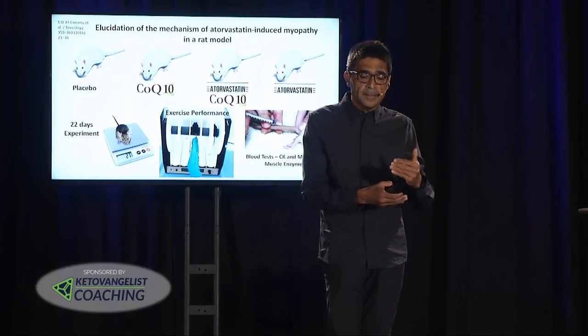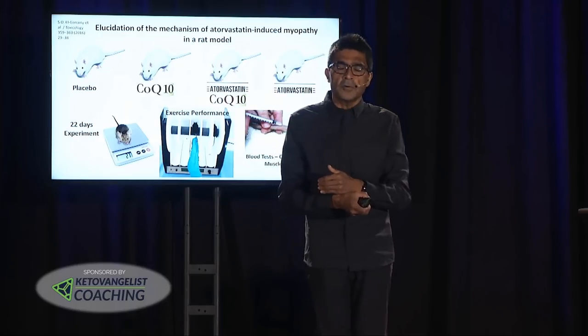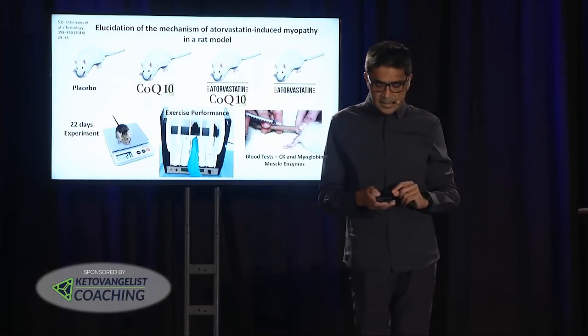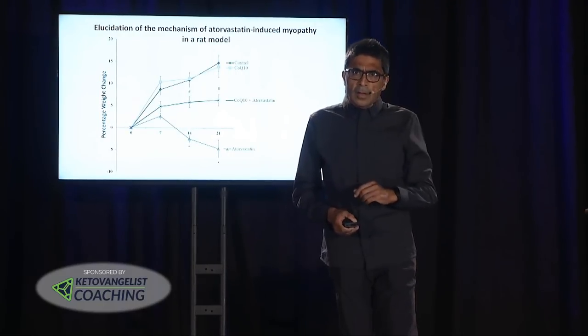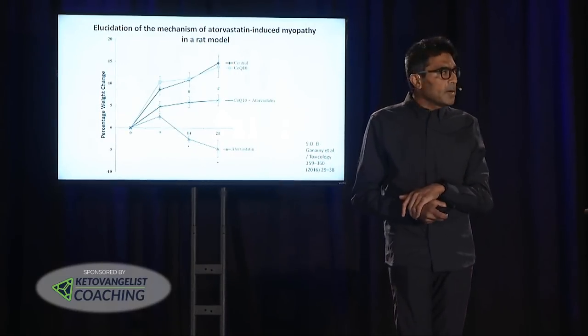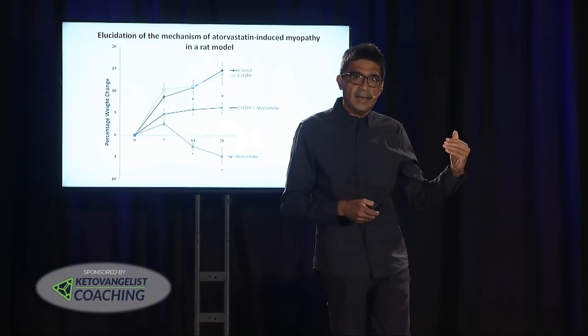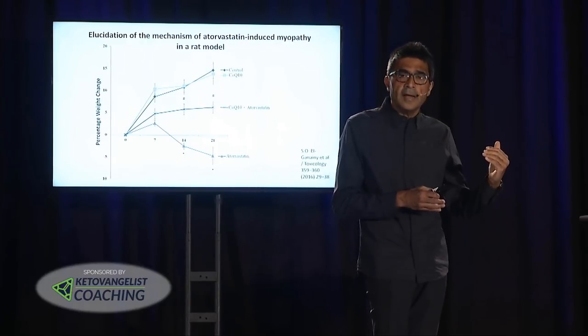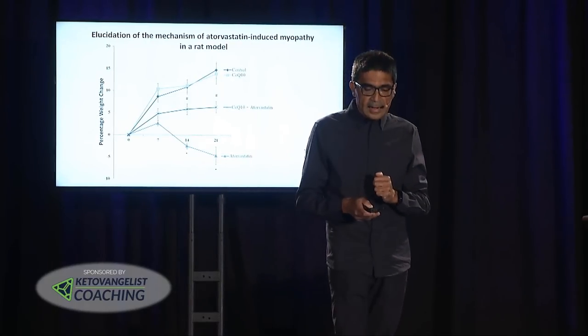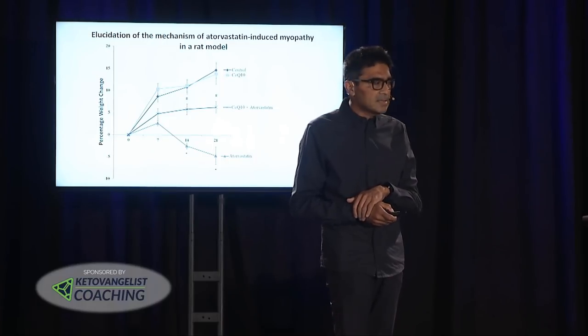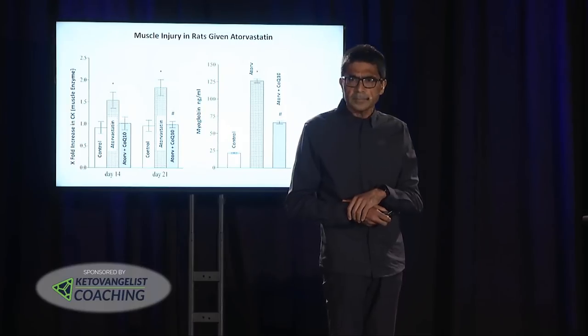One of them is that they weighed them. They put them through this rat exerciser, which is called Rotarod, which you see in the middle of the slide. And also they did some blood work. When they started weighing the rats at 14 and 22 days, what you find is that the atorvastatin rats had a significant amount of muscle loss. Because of muscle loss, they weighed less. Whereas the rats that were not given any drugs or were just given CoQ10 had weight gain because of muscle mass gain. The rats that were given both the atorvastatin and the CoQ10 had a little bit of weight gain from muscle gain, but not as much as the control rats.